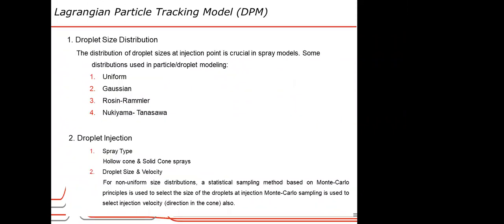So there are certain other characteristics and other features, various other inputs required in Lagrangian particle tracking. I have listed them here. We can go through the presentations later. So there are various models for droplet size distributions. Then there are models for spray types in case of a droplet injection, like hollow cone or solid cone.